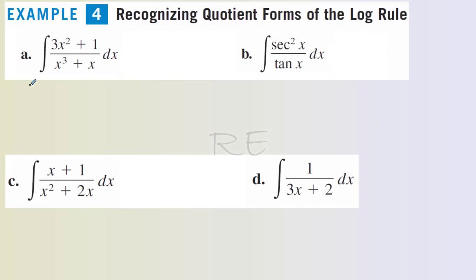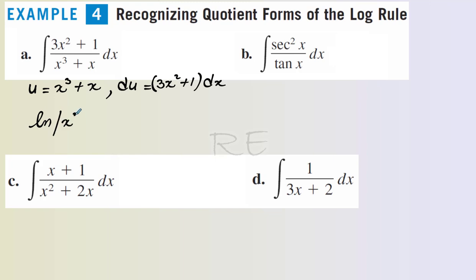The next problem deals with pattern recognition. For a, if u is equal to x cubed plus x, du will be equal to 3x squared plus 1 dx, the numerator of the fraction. So applying the log rule, the answer will be ln absolute value of x cubed plus x plus c.